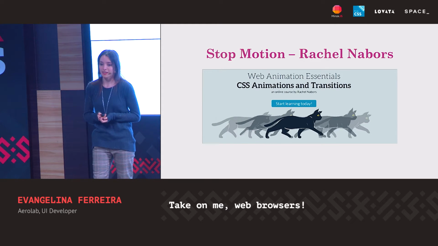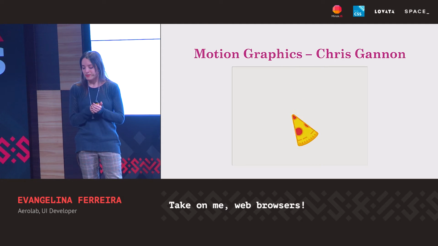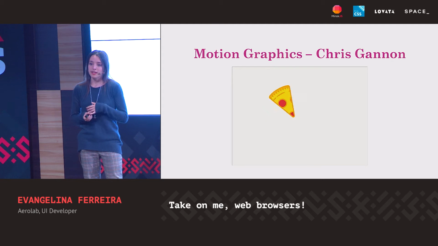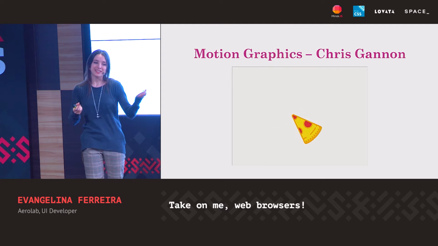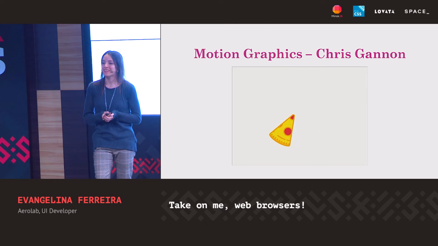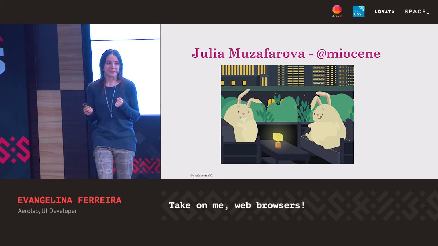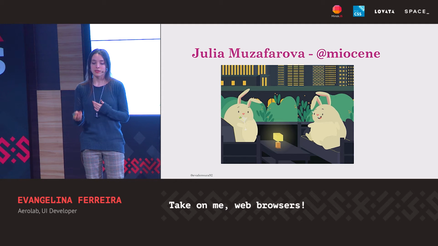She has a lot of videos on YouTube that you can actually watch, and she also has a few courses online. And when it comes to motion graphics, it's just vector animation. In this case, Chris Gannon, you can Google him and find him on CodePen. He actually does a lot of funny and interesting animations in JavaScript with SVG. And also, let us not forget, yesterday, Julia gave a talk about how to make these kinds of interesting animations using CSS.